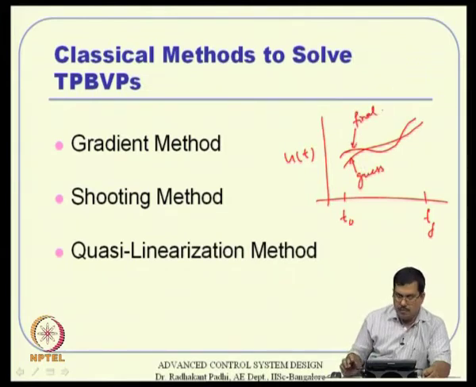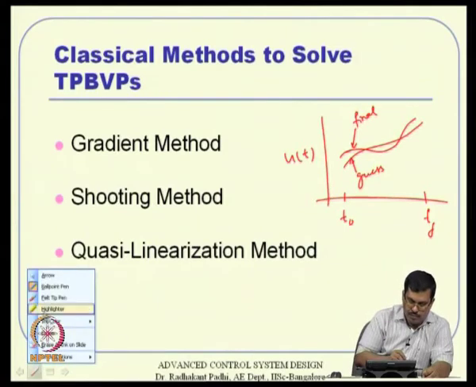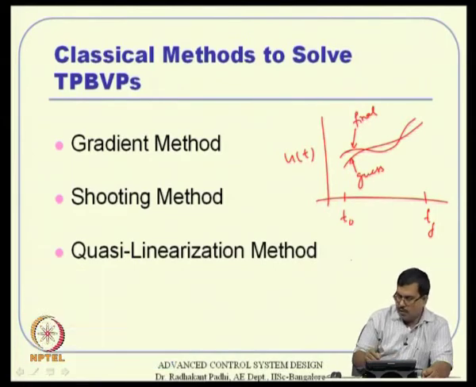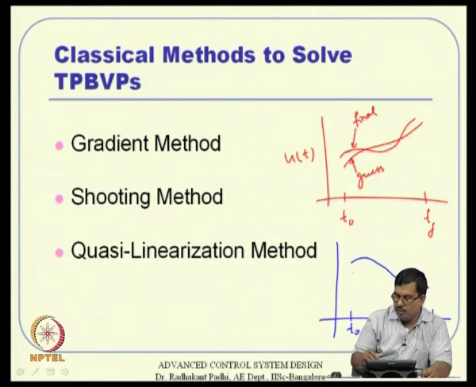Now, suppose I guess some other thing for the same problem, T0 to Tf. Let us say this time I guess something like this, then my solution convergence may happen something like this. That means this is my guess history of the control, and this is my final.